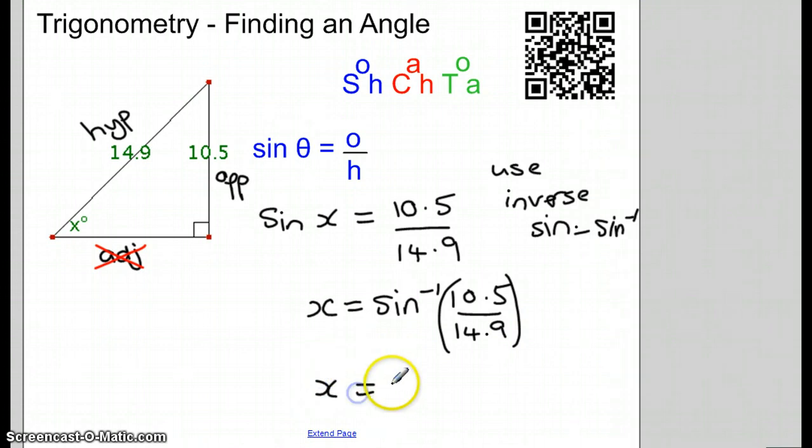So x equals 44.8 degrees to three significant figures. That's the process for finding an angle in trigonometry in right angle triangles, and I hope it proved useful.